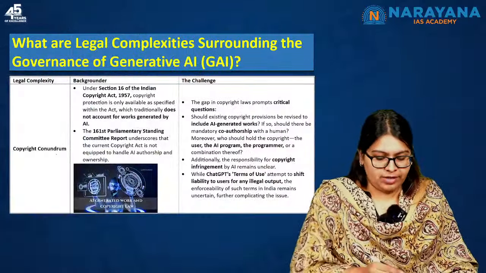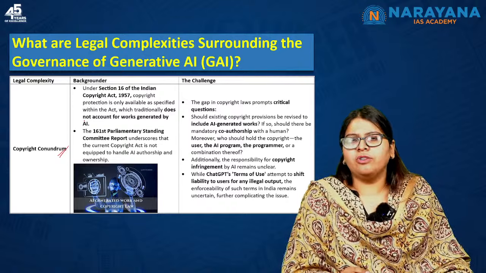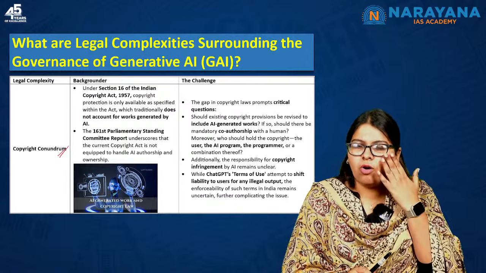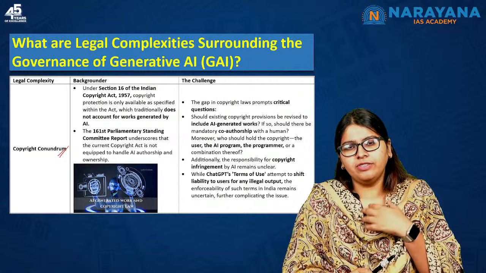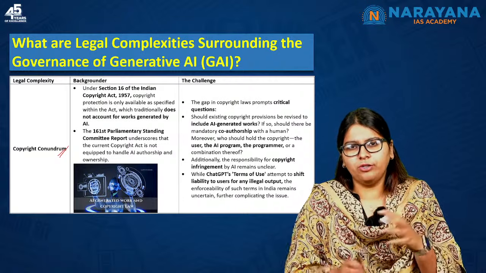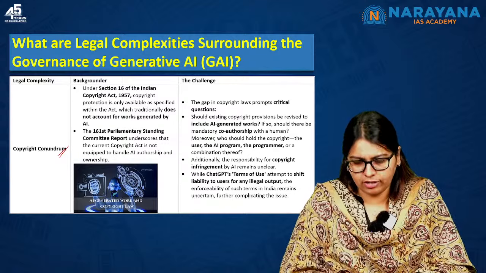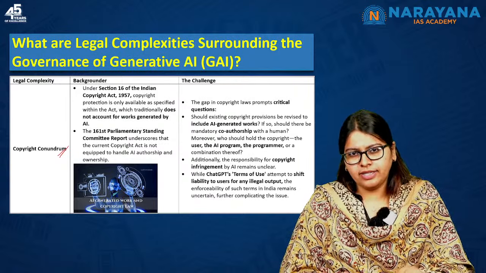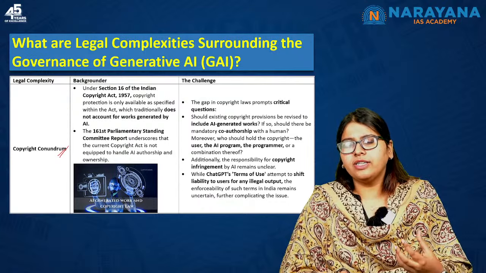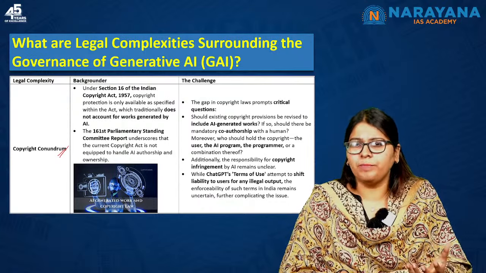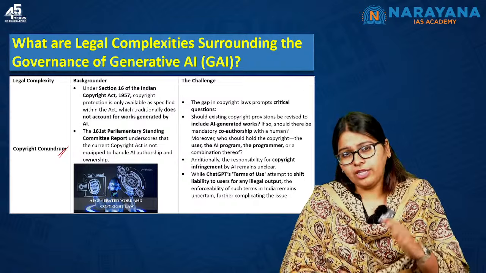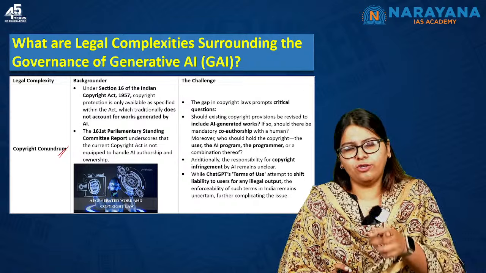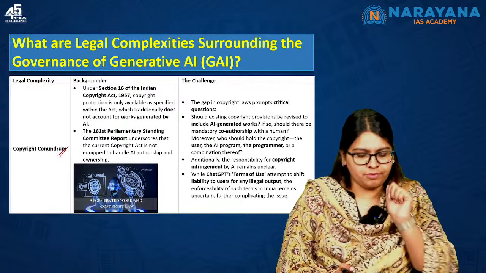Now the second one is the copyright conundrum. Copyright is nothing but, for example, if I am the author of a book, I have the right to claim my content under the Copyright Act of 1957. But the question here is, if there is a book that is authored totally by OpenAI or ChatGPT, or I use ChatGPT in order to write my book, whether that can be copyrighted or not is again a challenge. Okay. So we will see.